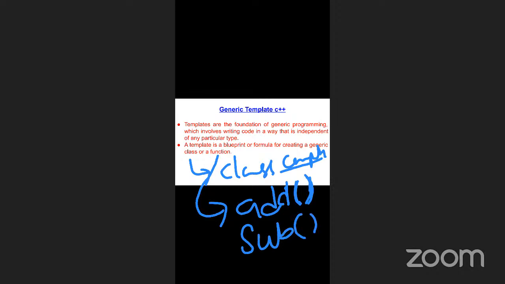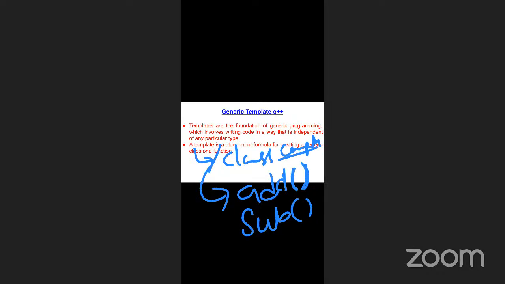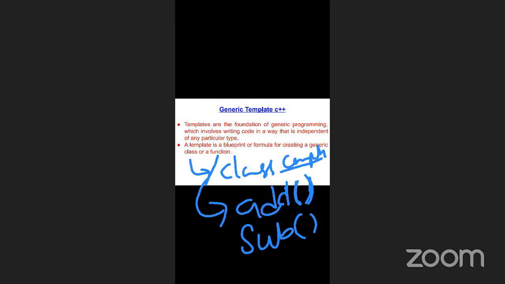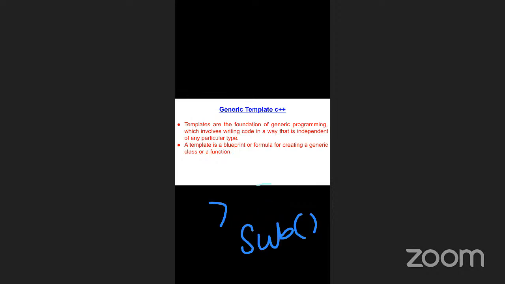So there are different generic templates in every language. Here in C++ also we have to do a class and some functions. These functions have to be used in programming concepts. So this is the class and functions in the templates, some examples of us.